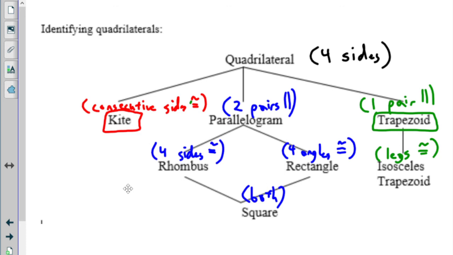Then in the middle here we have all the parallelograms. And more specifically, if we have all four sides the same, it's a rhombus. If we have all four angles the same, it's a rectangle. And if we have both of those being true, all the sides and all the angles, then it's a square. So notice that some of these are more specific. Go lower down, they're more specific, and we can say more things about them.